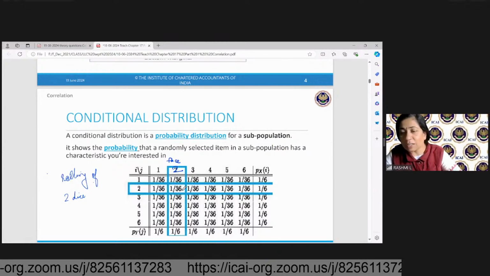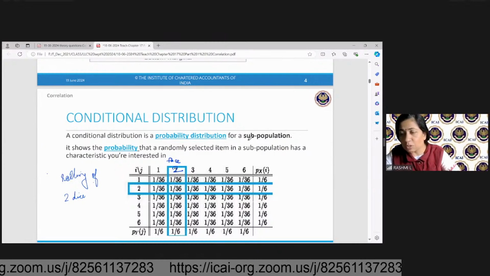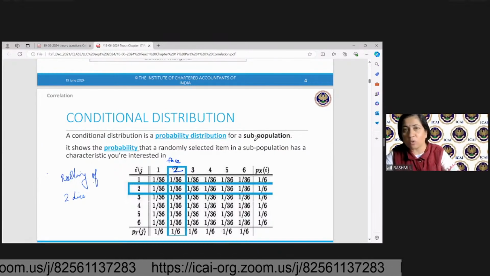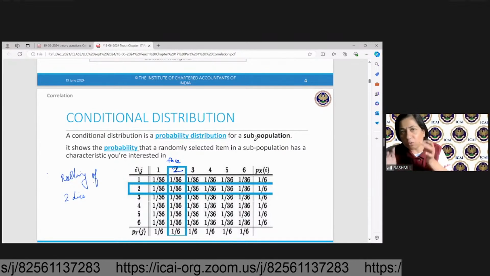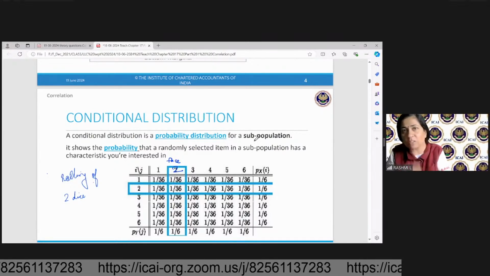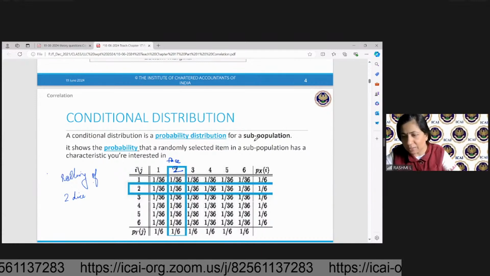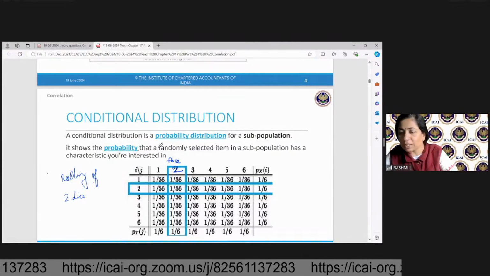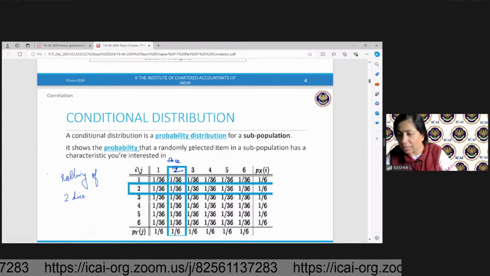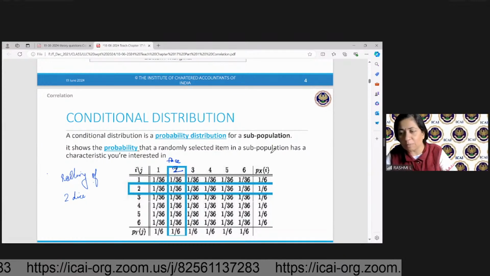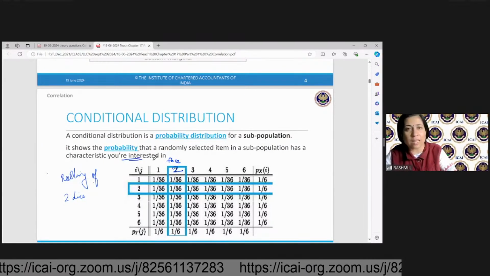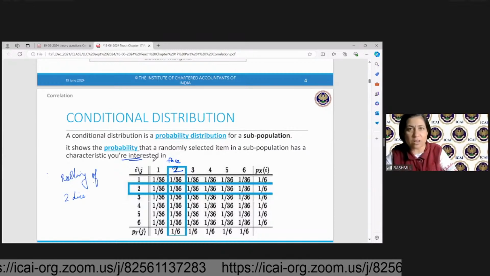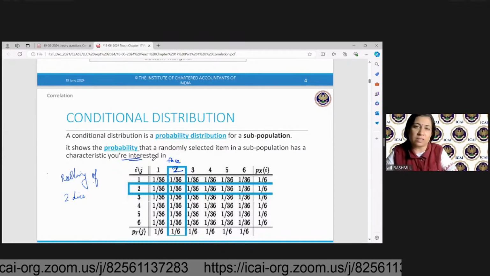So the conditional probability is the probability distribution for a subpopulation. So here what we are doing is, we are taking the population and then we want to concentrate on 2 on the face of the die. It shows the probability that a randomly selected item in a subpopulation has a characteristic you are interested in. So what was the characteristic I was interested in just now? The face should contain the number 2.